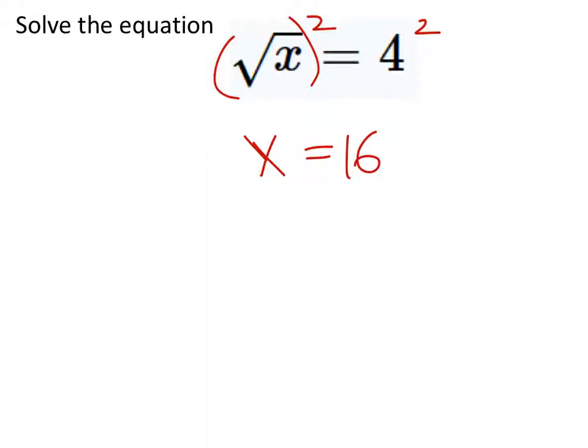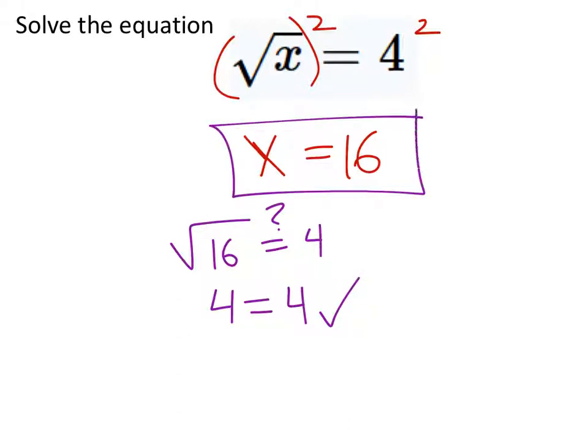But once again, we should check, though, right? So I'm going to check that square root of, now it's 16. Does it equal 4? Sure does. 4 equals 4. Checked. The index will indicate what power you need on both sides to get rid of that radical.